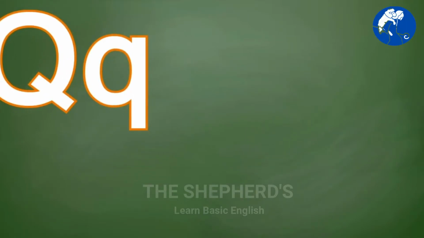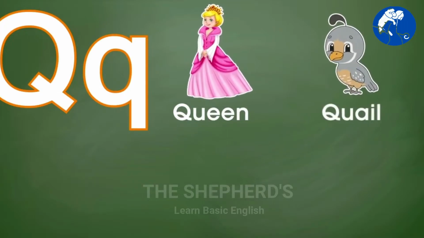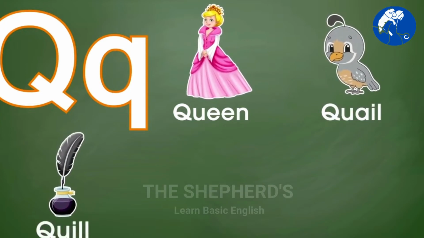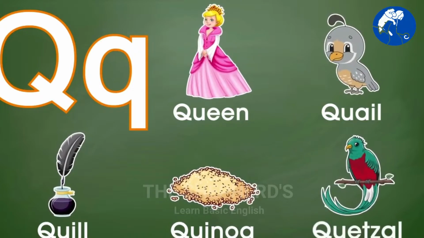Q is for queen. Quail. Quill. Quinoa. Quetzal.